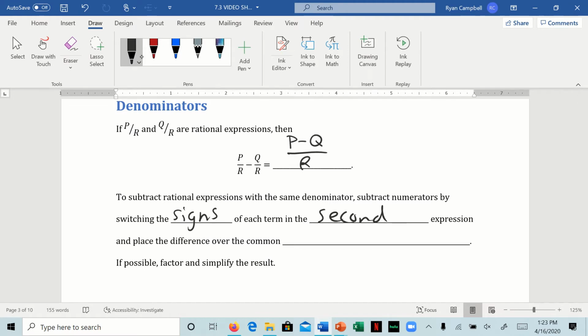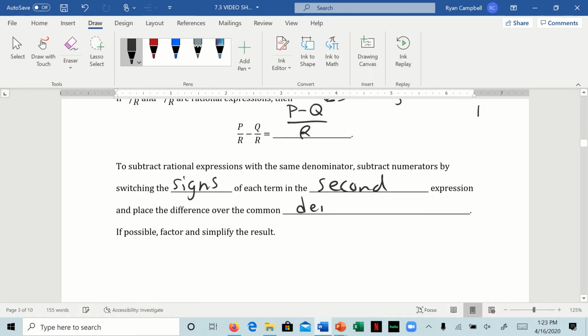The second expression, this Q, since you're being subtracted, if it's, for instance, minus x plus 1 over 3, so if it was like x over 3 minus x plus 1 over 3, you're going to need to subtract this by switching the sign. So it'll be minus x minus 1. And we'll show in the next example maybe why we do that. And of course, everything is over that common denominator. And of course, always factor and simplify.